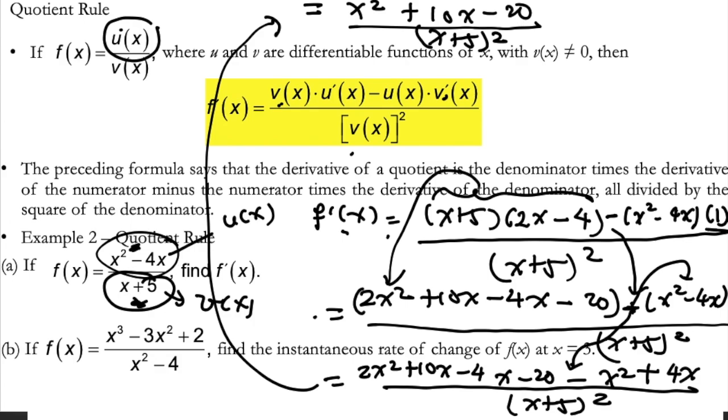Now, I'm done with the quotient rule for the first example, which is A. What about the second example, which is B?